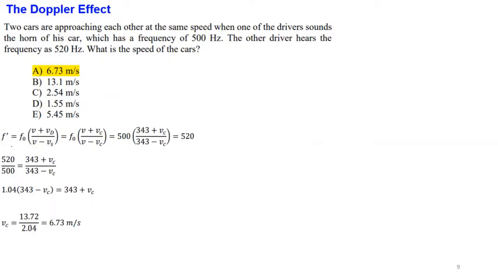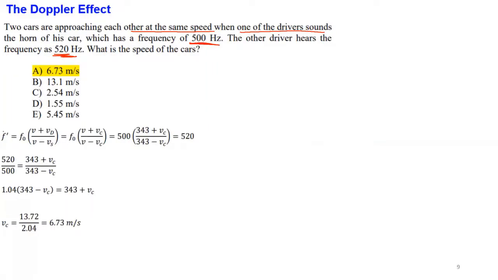So two cars are approaching each other, and I give you the frequency. I give you two cars that are approaching each other at the same speed. One of the drivers sounds the horn of his car, and I give you the frequency. Frequency is 500 hertz. The other driver will hear a higher pitch, 520 hertz, because they are approaching each other. This is the highest frequency. And then I'm asking you, what is the speed of the cars? They have the same speed, right?